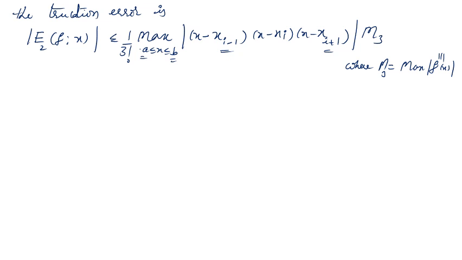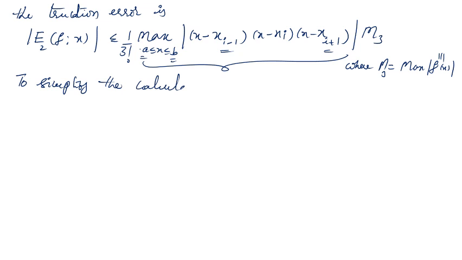Now to get the maximum value of this function, if 2 points are there, in linear interpolation we consider the midpoint. Now there are 3 points, so I have to take the product of these. You will get a cubic equation and take the first derivative. Instead of that, let me simplify it. To simplify the calculations, let us introduce one variable t equal to x minus xi by h.